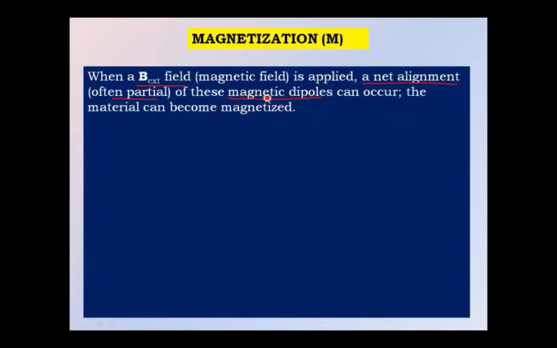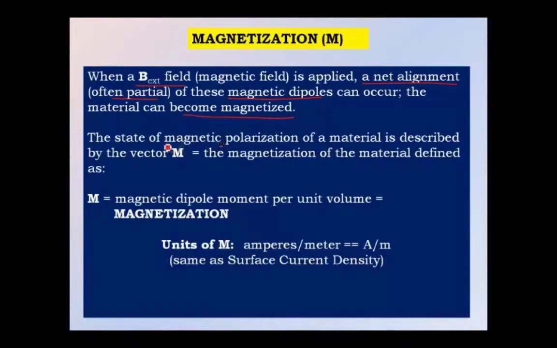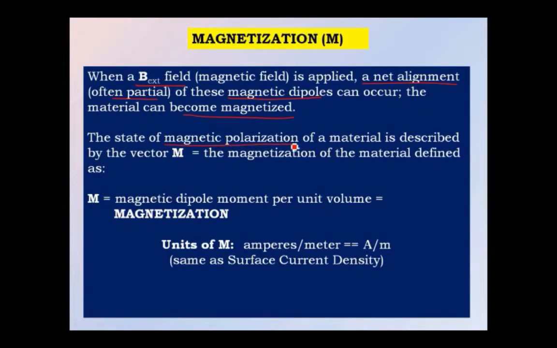If they are simply a bunch of little dipoles that already exist, then this field is going to try to align them, and that leads to a magnetic material. We call that material magnetized if it has this situation where it has these magnetic dipoles at least partially aligned. The state of magnetic polarization is described by a vector capital M.